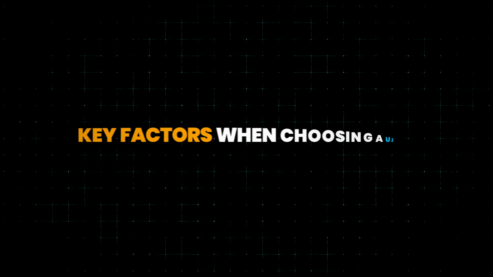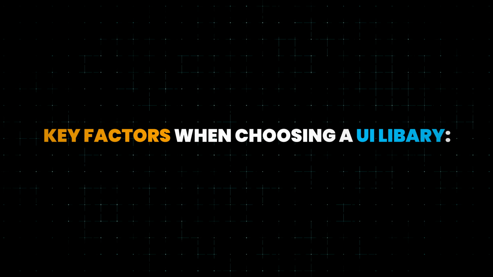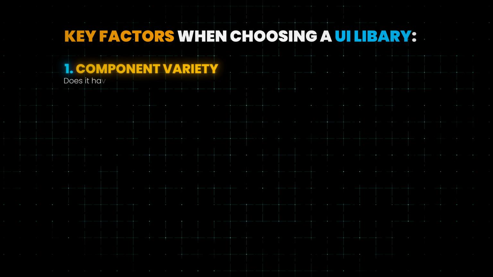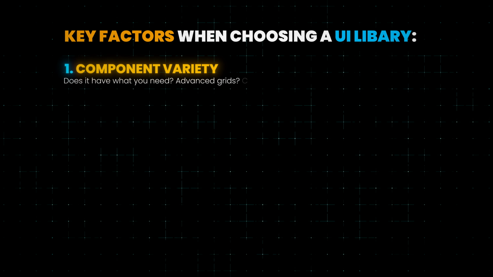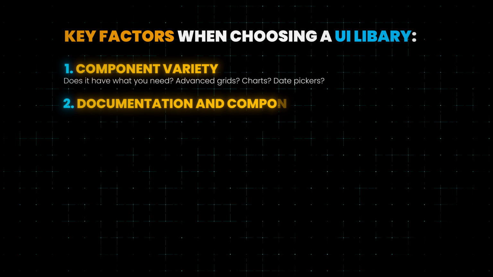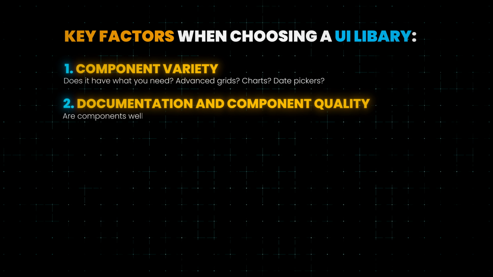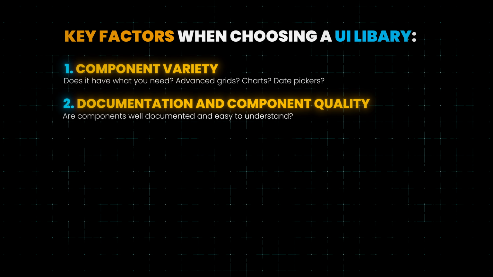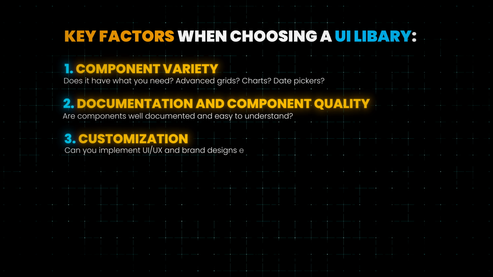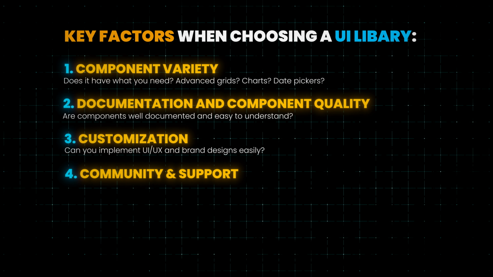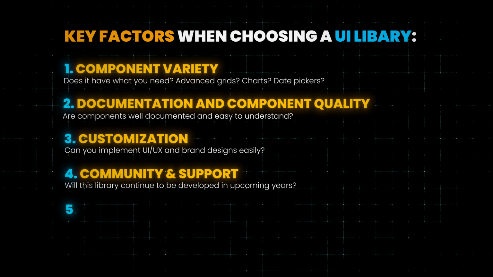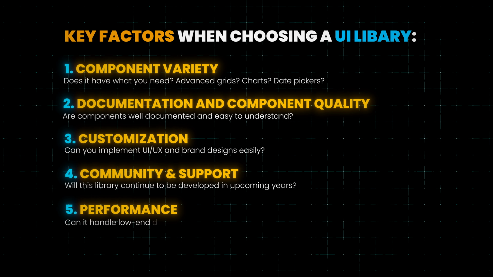The key factors to consider when choosing a UI library, in my opinion, are the following. Component variety: does it have what you need? Components like advanced grids, charts, date pickers. Documentation and component quality: are components well documented and easy to understand? Customization: can you implement UI/UX and brand designs easily? Community and support: will this library continue to be developed in upcoming years? Performance: can it handle low-end devices?